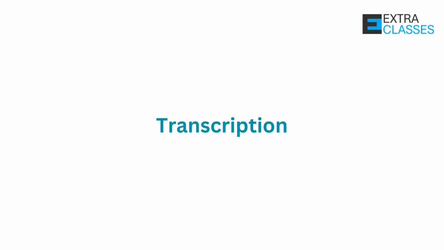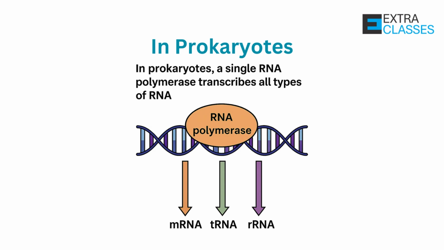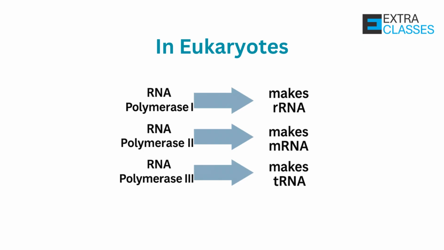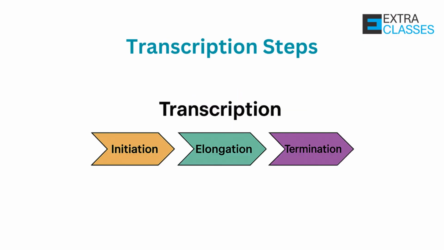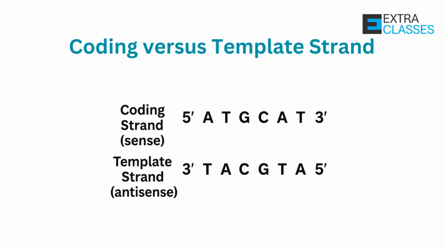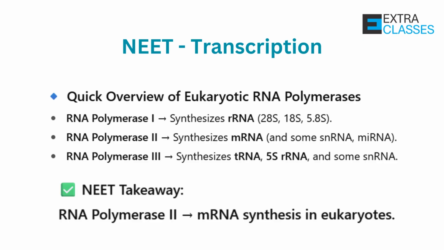Transcription is the synthesis of RNA from DNA. In prokaryotes, a single RNA polymerase transcribes all types of RNA. In eukaryotes, RNA polymerase 1 makes rRNA, 2 makes mRNA, and 3 makes tRNA. The steps are initiation, elongation, and termination. Know the difference between coding strand, that is, sense, and template strand, which is antisense. NEET loves asking, which RNA polymerase synthesizes mRNA in eukaryotes?